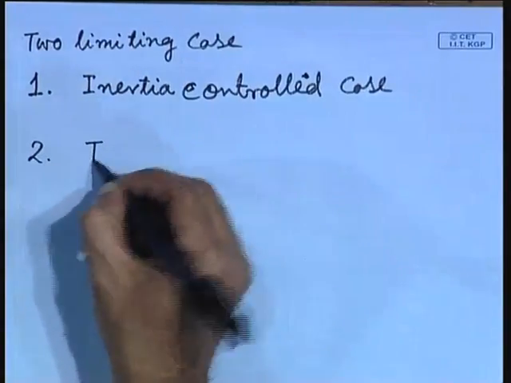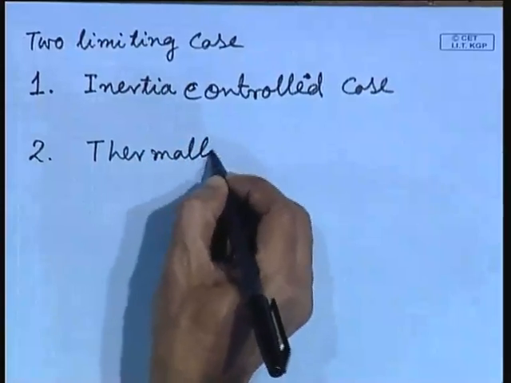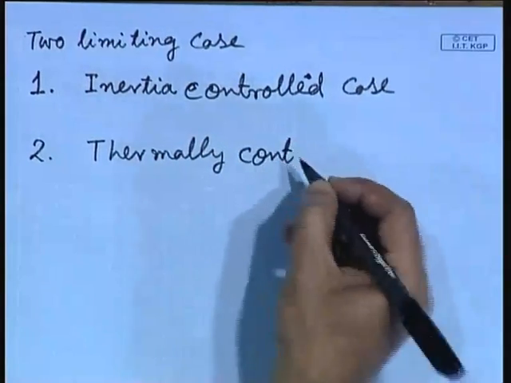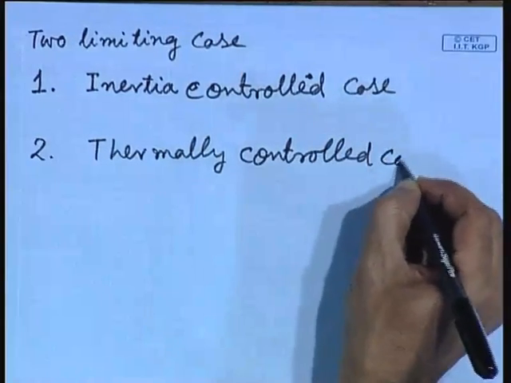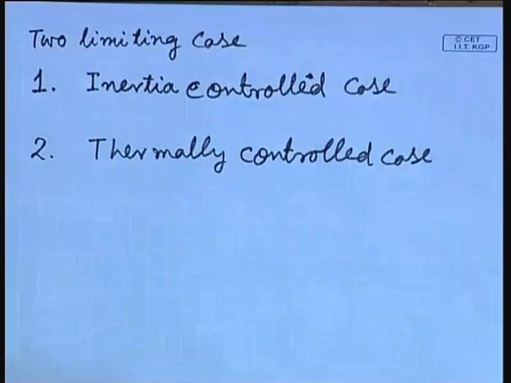Another limiting case is the thermally controlled case. This is the much later stage of bubble growth. At this stage vaporization takes place, and for vaporization to take place, heat transfer from the bulk of the liquid has to take place. As heat transfer is taking place, it is thermally controlled. And this thermally controlled process, this vapor generation process, is much slower. So, here we will get a slower growth of the bubble, and this is generally the final stage of bubble growth.